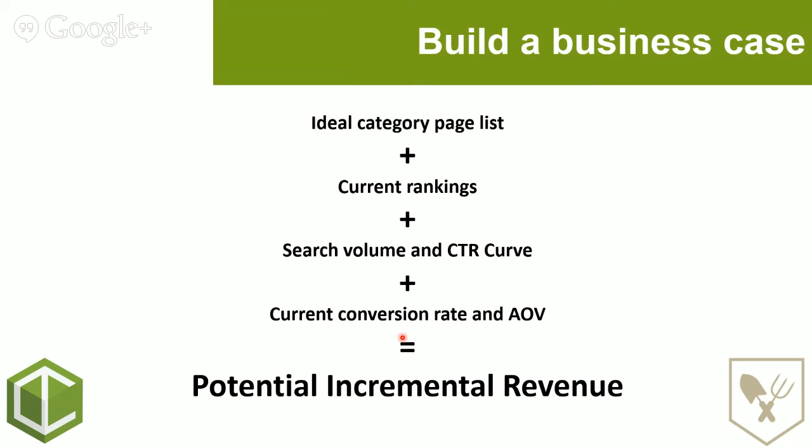So take the search volume for those keywords and the CTR curve. I like to use between 7 and 9% for the top of page 1, positions 1 to 5. Take your current conversion rate and average order value, and you should be able to come up with a potential incremental revenue of fixing this and being able to rank for these terms. So, ideal category page behavior.